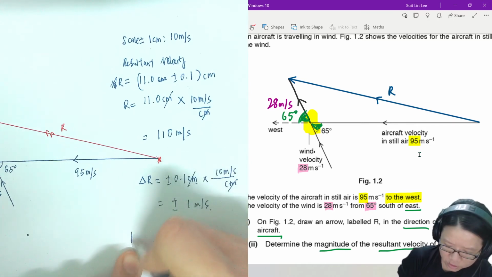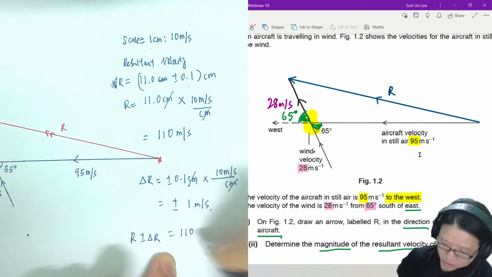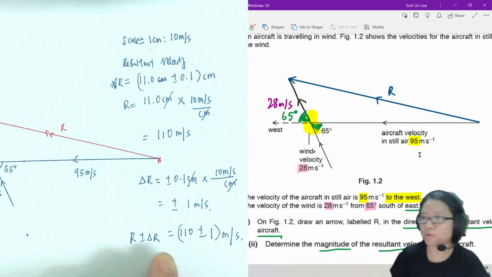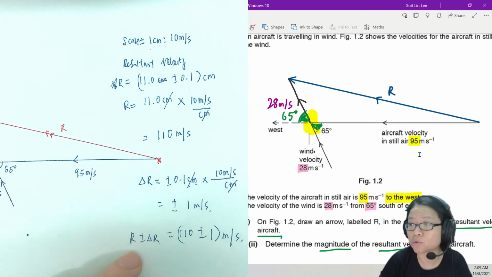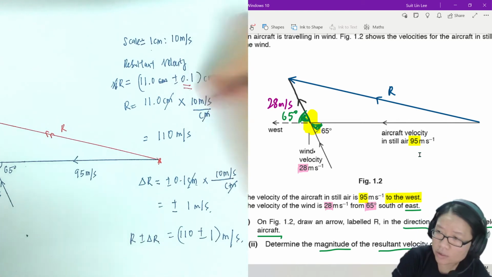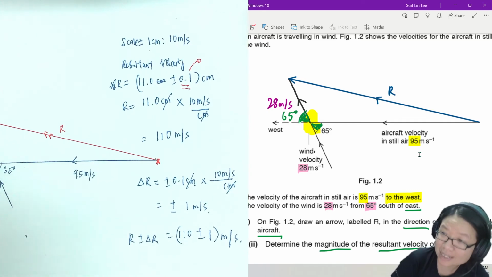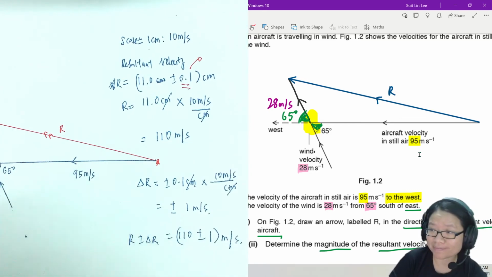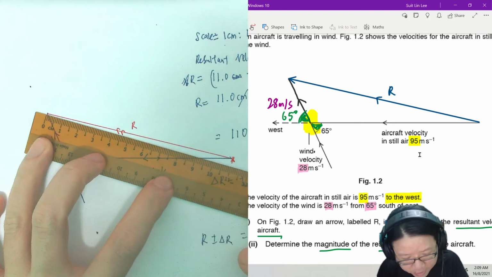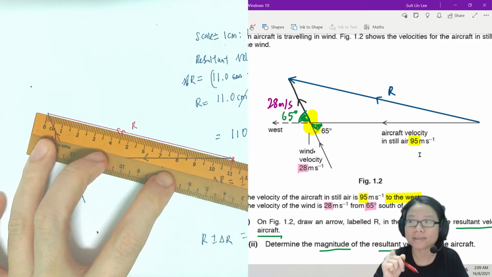If you want to write your final answer, you can say R plus minus the uncertainty in R, being the resultant velocity, will be 110 plus minus 1 meter per second. This is how you can write your final form. Of course, if yours is not 11, then you do something else, but your absolute uncertainty here must be correct. Just a note: this absolute uncertainty, this 0.1, is half the smallest reading times 2, so it's the smallest reading. When you put the ruler here and measure the length of the red line, there is an uncertainty here and another uncertainty here. Half a scale each, so one smallest reading.